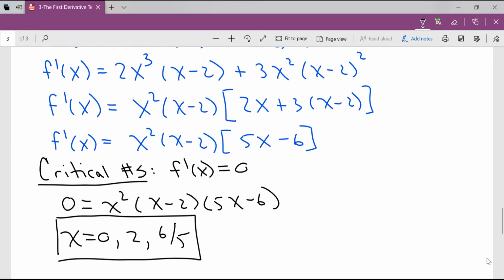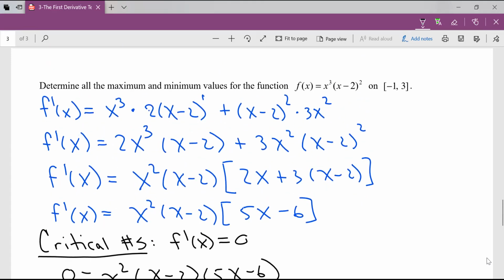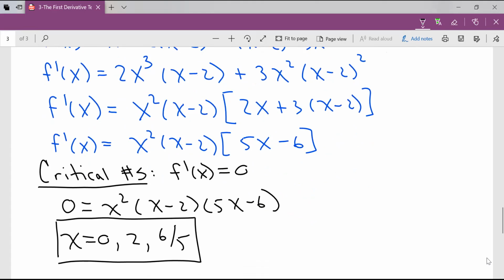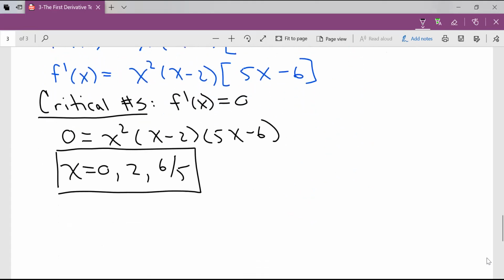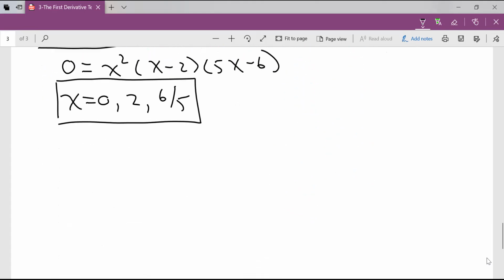Now I'm just going to go back. The domain that we wanted to look at was from -1 to 3. So what we're going to do is a sign analysis chart. I'm going to put down my critical numbers. Remember, we're starting at -1 and going to 3, and our critical numbers are 0, 6 over 5, and 2.